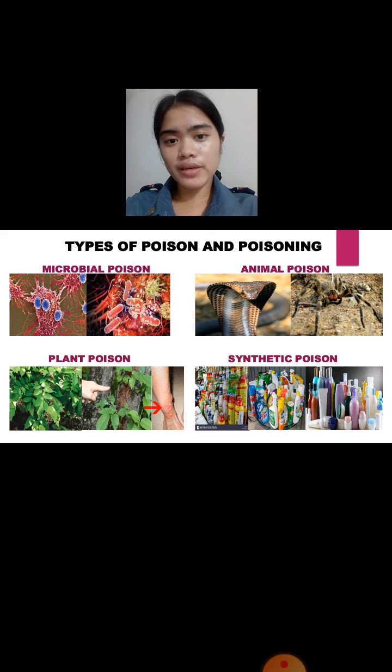An example is poison ivy. A poison ivy rash can be caused by contact with the poison ivy plant. The last is synthetic poison. It is a chemical produced by chemists, like drugs, pesticides, pharmaceuticals, hydrocarbons, cosmetics, and household cleaners.